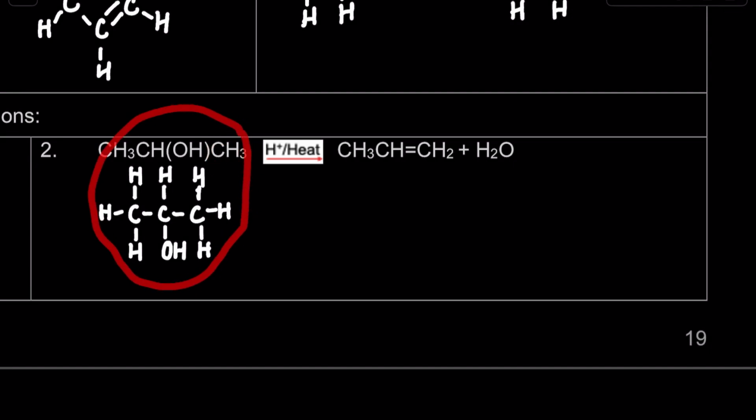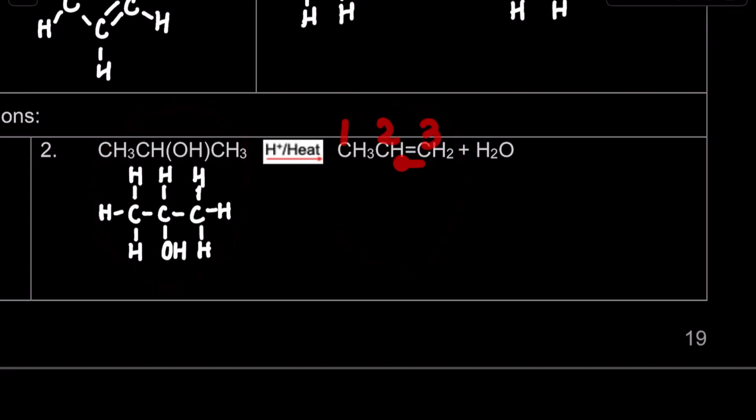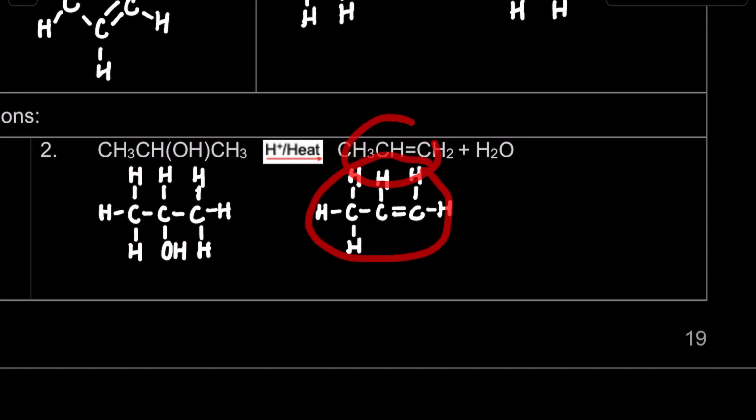Okay, how about the after? So let us draw again. We have 3 carbon, 1, 2, 3, and there's a double bond between carbon number 2 and 3. Okay, and then we follow for each carbon how many hydrogen are present. So this is the product, or the after. Okay, so what is the difference?